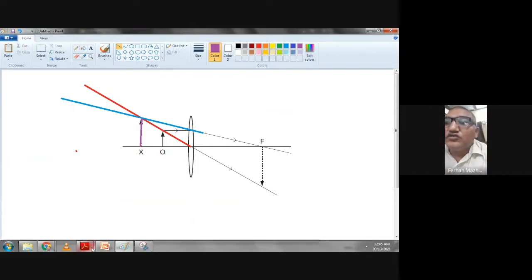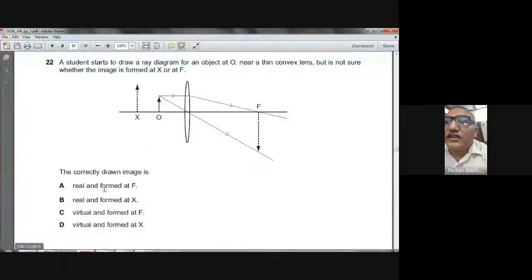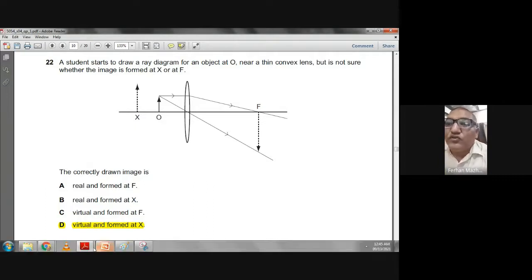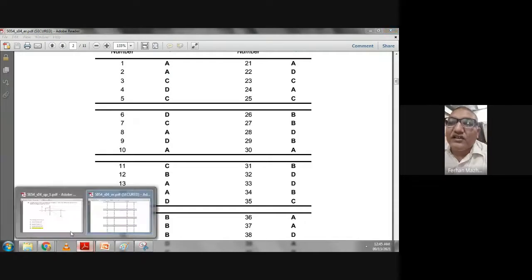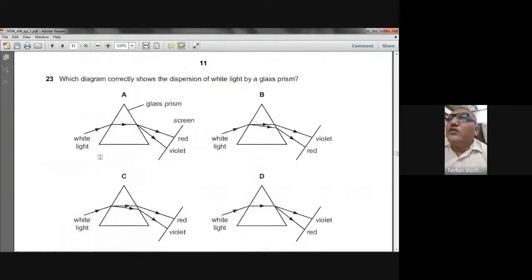And let me show you. Let's check what the answer is. The image is virtual. The image is formed at X. So I think D is the right answer. So the image will be virtual and it will be formed at X. Let's check. Question number 22. I think D is the answer. Question number 22. D is the answer, sir. Okay, so we are going to the next question.